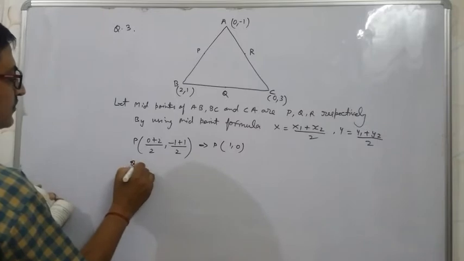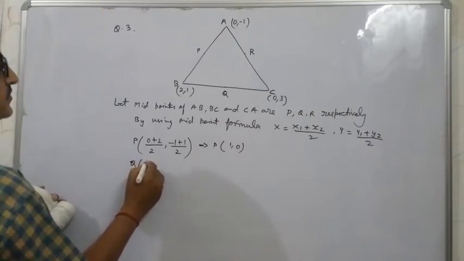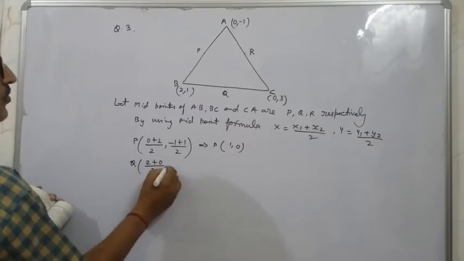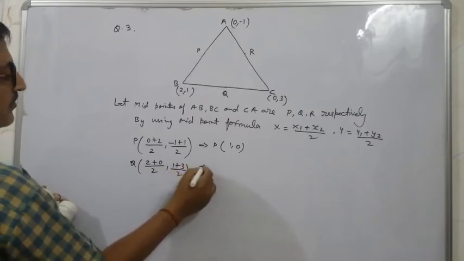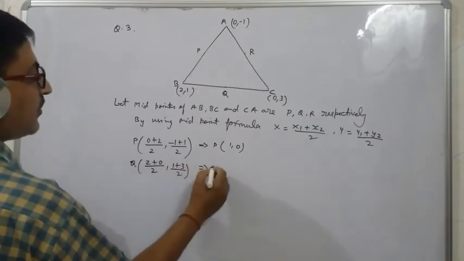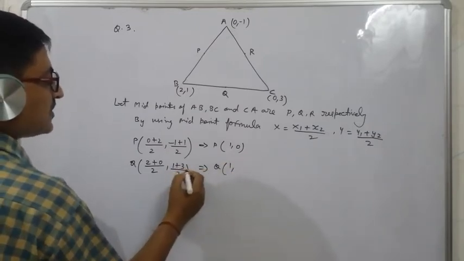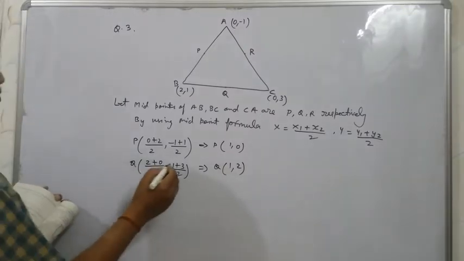Now Q will be (2 plus 0) upon 2 and (1 plus 3) upon 2. So 2 by 2 is 1, and 4 by 2 is 2. The Q point has come (1, 2).